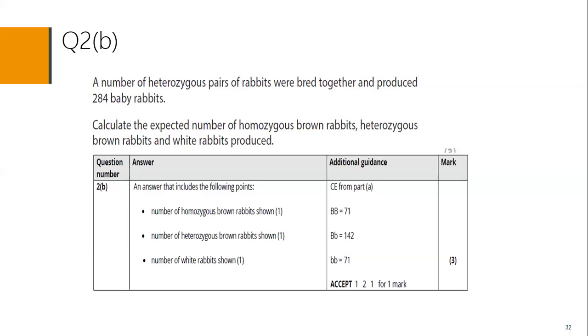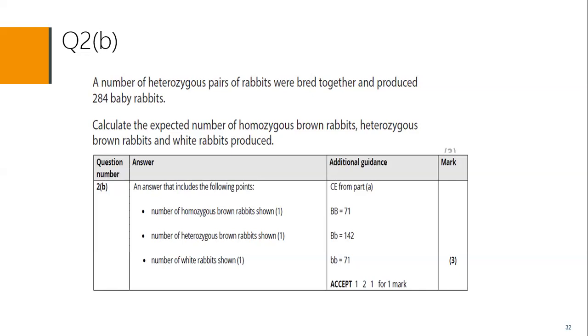This goes on to give a calculation for a number of heterozygous pairs of rabbits that were bred together, and the number of rabbits produced. You've already worked out the percentages in the previous question. So calculate the expected number of homozygous brown rabbits, heterozygous and white. There are 3 answer lines asking for 3 different responses. And those are the numbers.